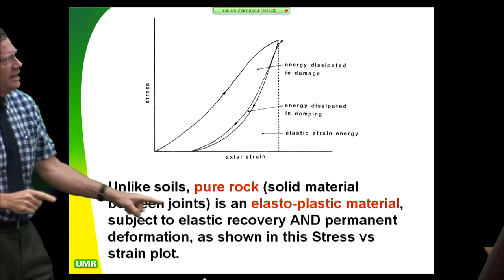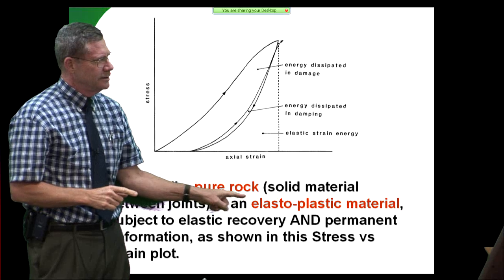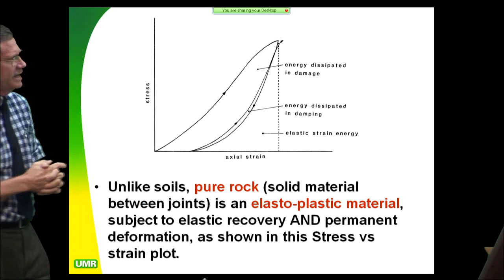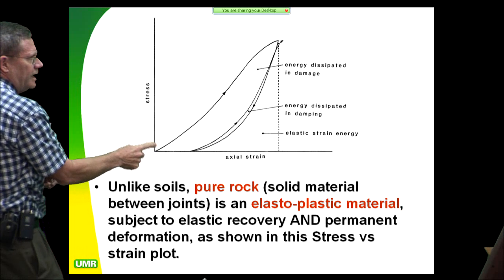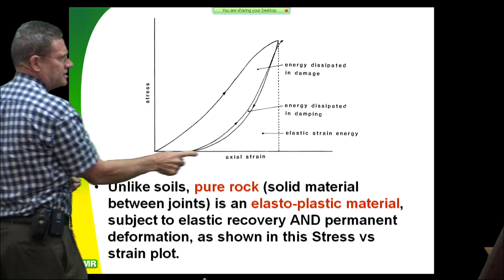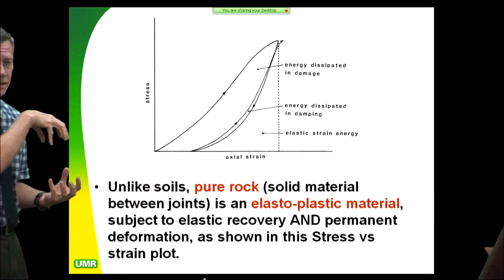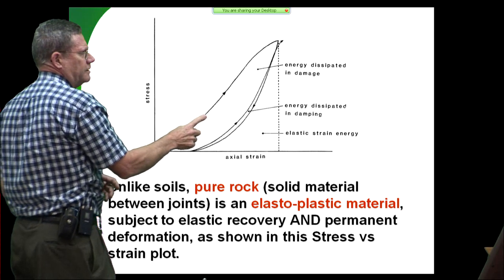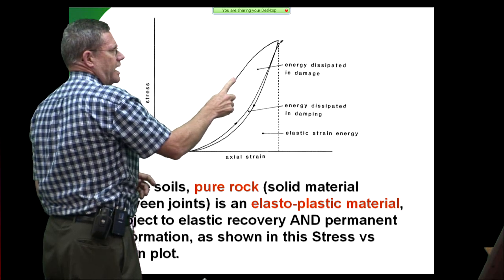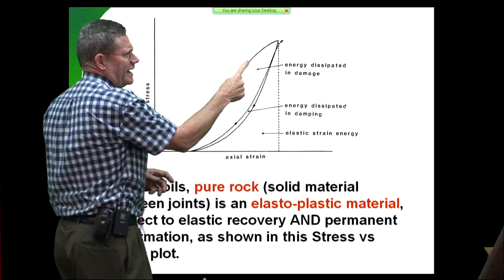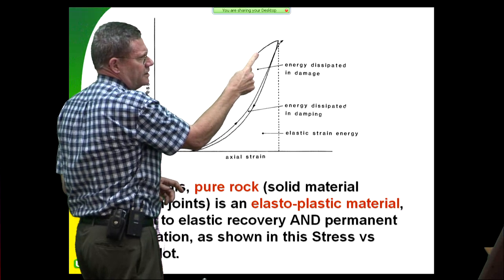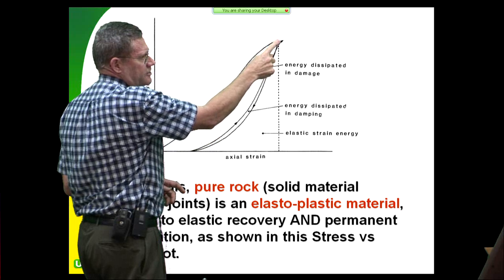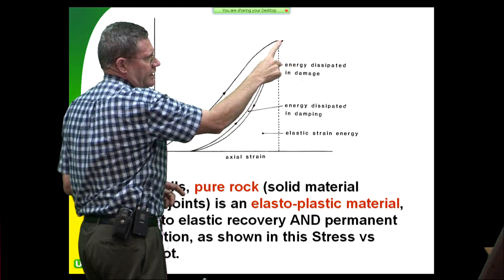Pure rock. Okay, it is an elastoplastic material. That means it's subject to elastic recovery and permanent deformation. Okay, if I take this, and this is stress, and this is axial strain, like an unconfined compression test on a cylinder of rock. And I start pushing it, what I'm going to see is an increasing resistance to strain as I increase the stress. And then I'm going to get up to about here, about 80% of the way to the top, and it's going to start fracturing. You start getting micro fracturing. So now my modulus is decreasing, decreasing, decreasing. So I get to here before it catastrophically breaks, and I unload it.